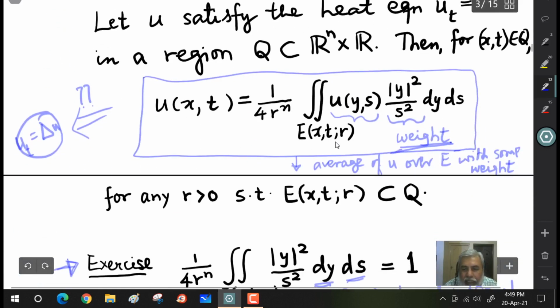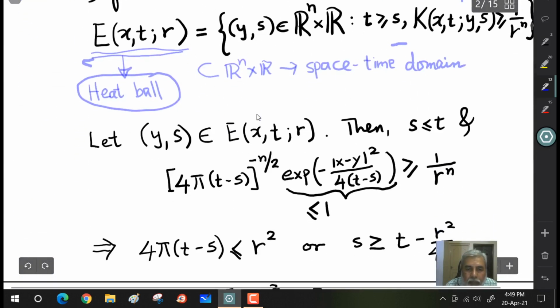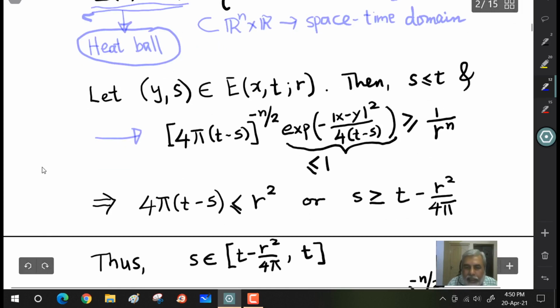So first let's understand what this E(x,t;r) is, the heat ball. Okay, so let's analyze that. Let (y,s) belong to E(x,t;r). Then by definition s is less than or equal to t, and this K(x,t;y,s) is bigger than or equal to r^-n, and that you express here. I am just expanding what K is, this fundamental solution of the heat operator. And since this is an exponential with a negative exponent, this is always less than or equal to 1.